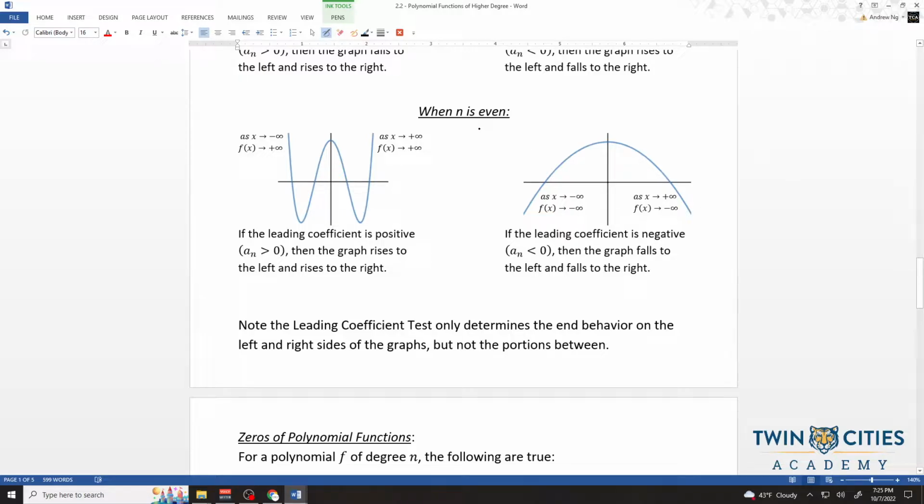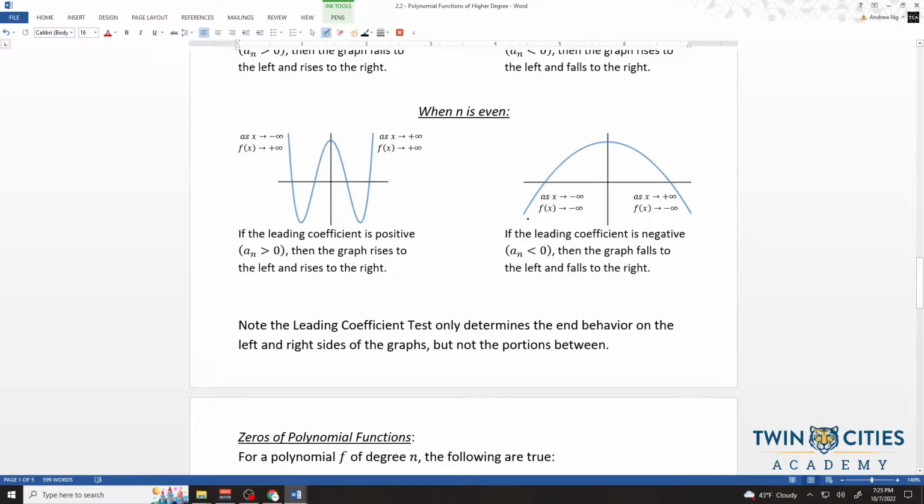So if n is even and the leading coefficient is positive, so this is maybe 5x squared, 5x to the fourth. Okay, that 5 is positive. Then both the left and the right side are going to rise. They both go up. So as x approaches negative infinity, f of x approaches positive infinity. As x approaches positive infinity, f of x approaches positive infinity.